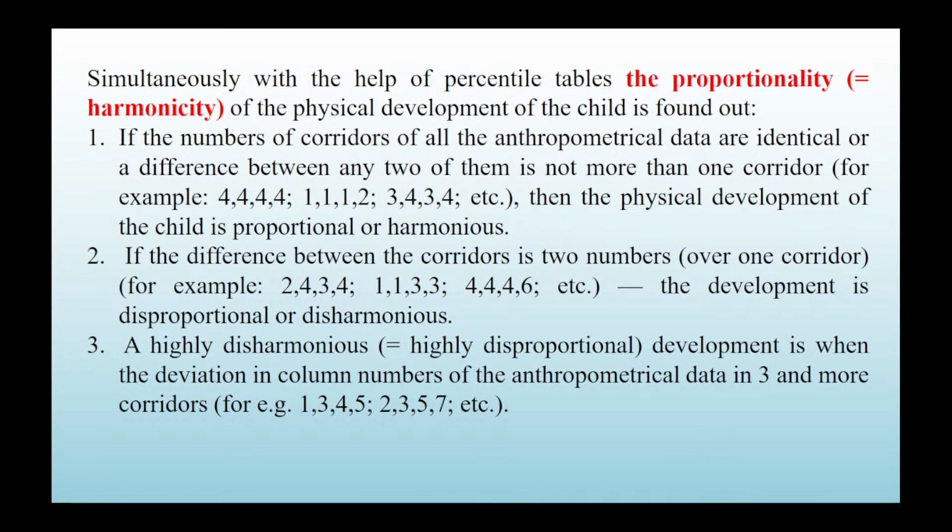If the difference between the corridors is more than one corridor, for example between 2 and 4, two corridors, the development is disproportional and disharmonious. In highly disproportional, highly disharmonious development of children, the deviation in column number of anthropometric data is 3 and more corridors.